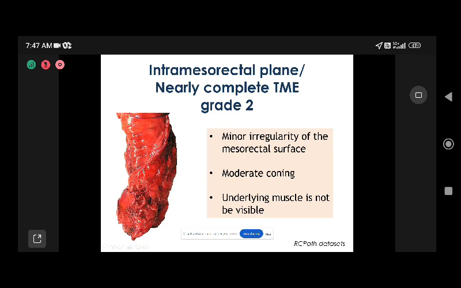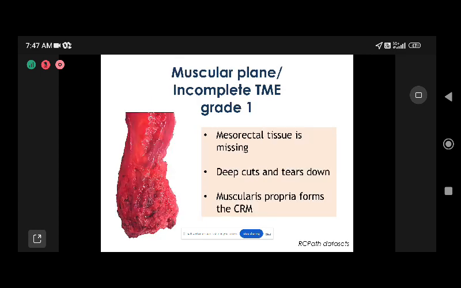So this is an intramesorectal plane, and there you can see there are some minor irregularities on the mesorectal surface. There is a moderate coning, but you don't see any muscle yet. So the muscular plane is the one which is called the incomplete TME.